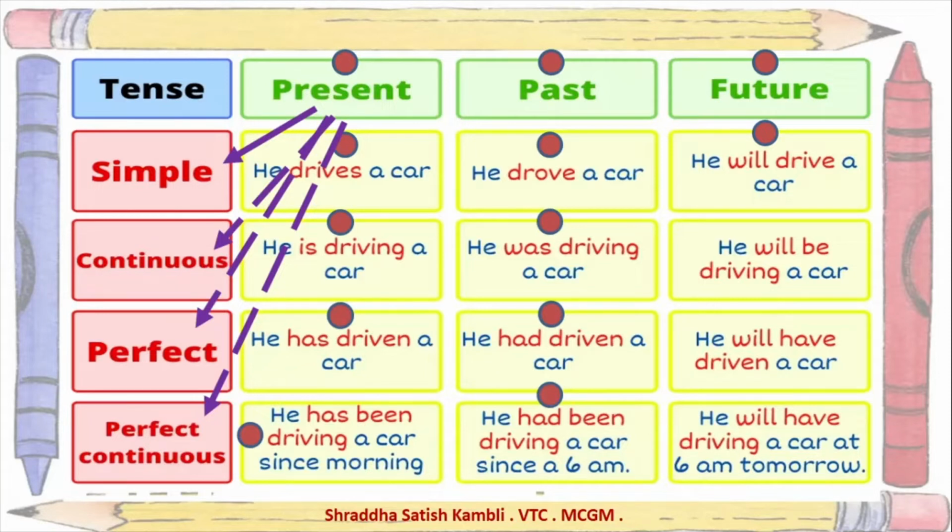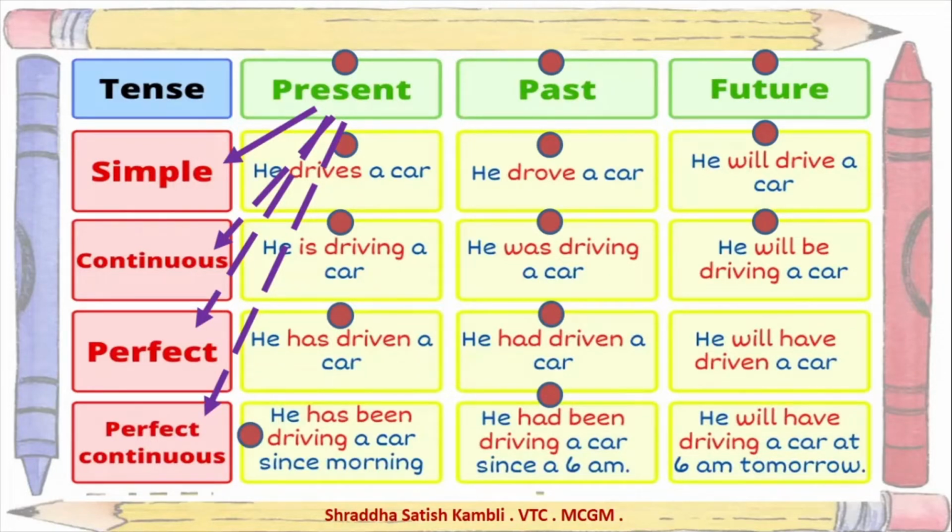Okay, everywhere in the continuous tense you will see that drive becomes driving, whether it is the present continuous tense or present perfect continuous tense. The verb takes an ing. Okay, and for the perfect tense it takes an en, or the third form of the verb. All right, so let us look at the future continuous tense here. He will be driving a car. Okay, he will be driving a car.